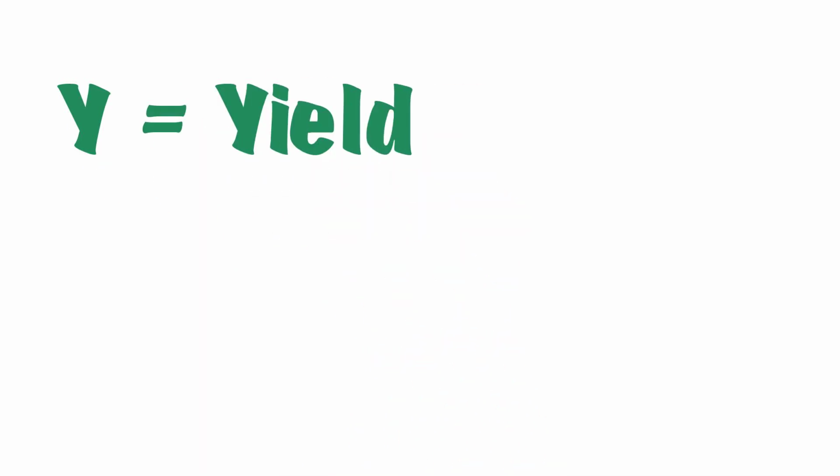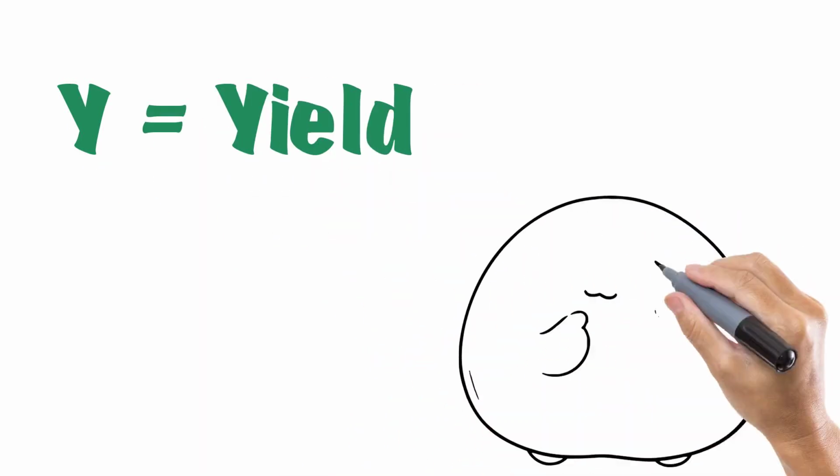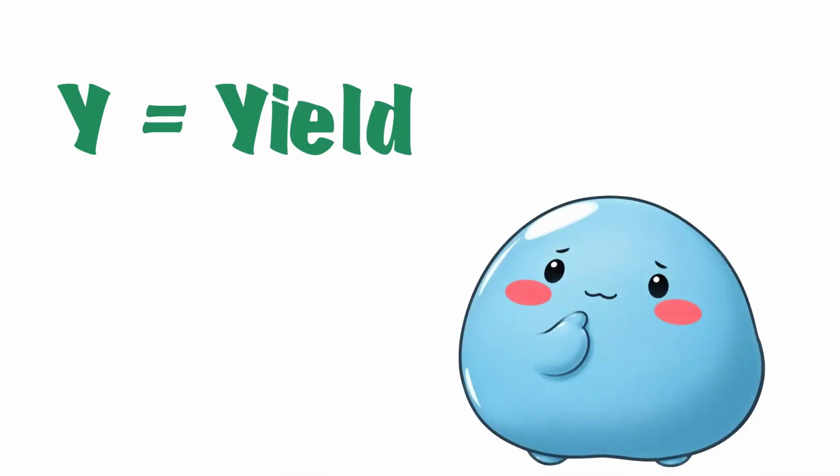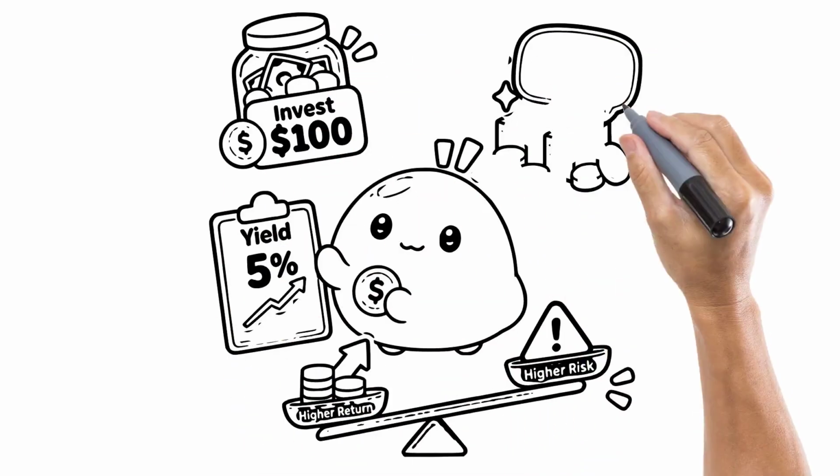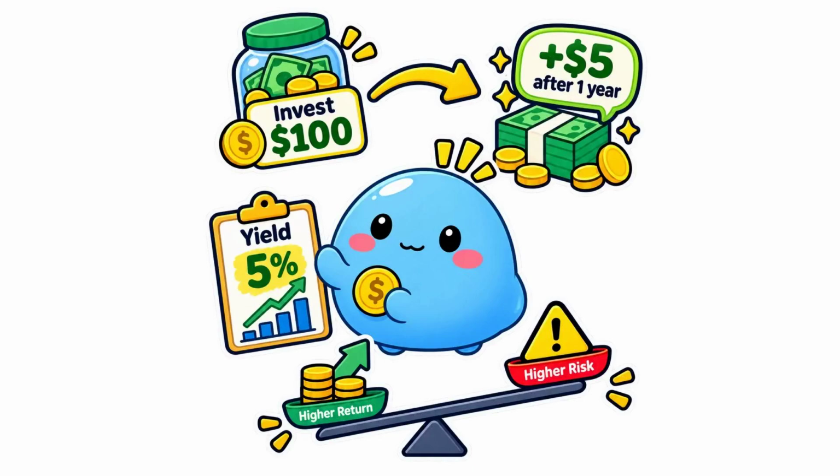Y is for yield. Yield is the return or income earned from an investment. Imagine someone puts $100 into an investment. After 1 year, it earns $5. That $5 return is part of the investment's yield. Yield is often shown as a percentage, which makes it easier to compare different investments. A higher yield may seem attractive, but investments with higher potential returns may also involve greater risk.